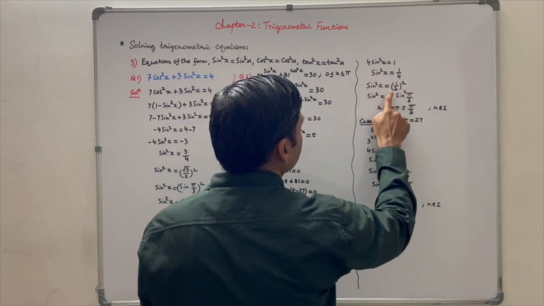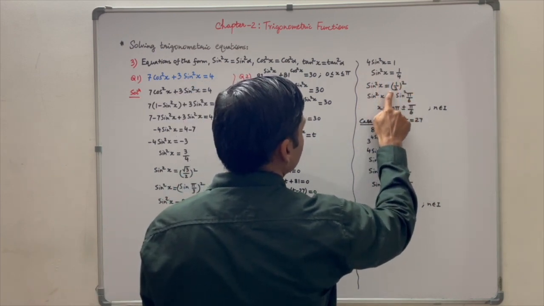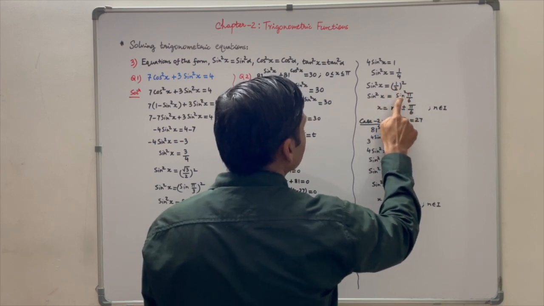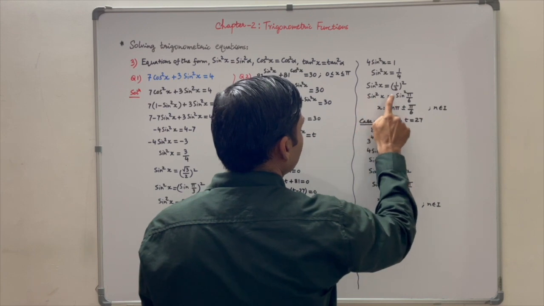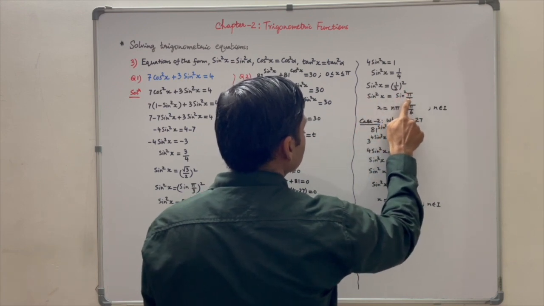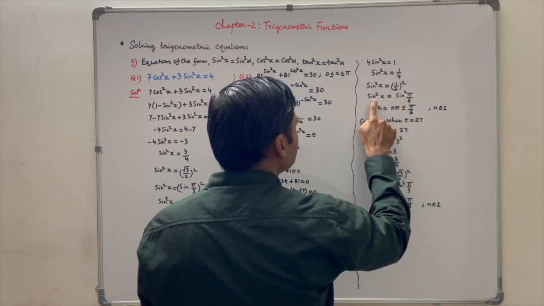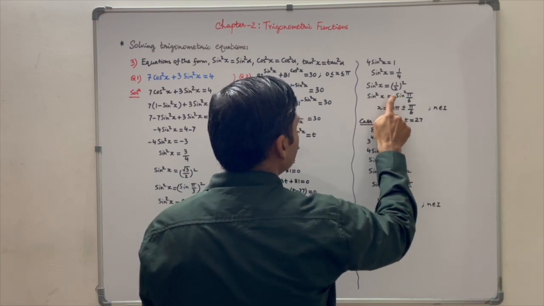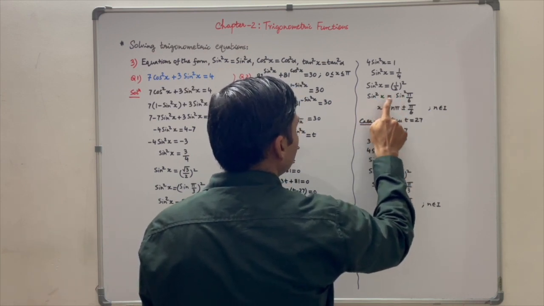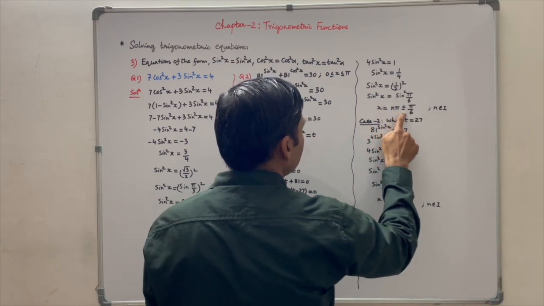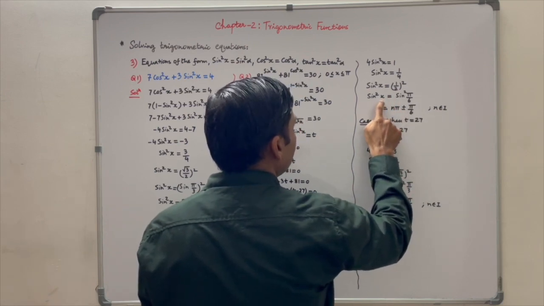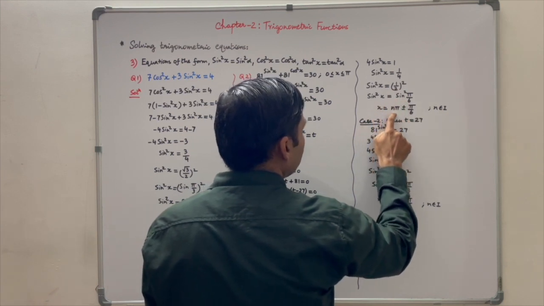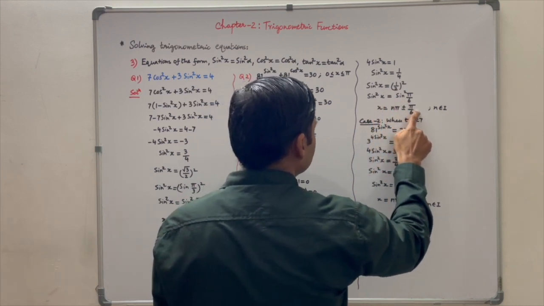1/4 can be written as (1/2)². 1/2 is the value of sin 30 degrees. So sin² x = sin²(π/6). Now it is in the form sin² θ = sin² α. So general solution is θ = nπ ± α. Here θ is x and α is π/6. So x = nπ ± π/6.